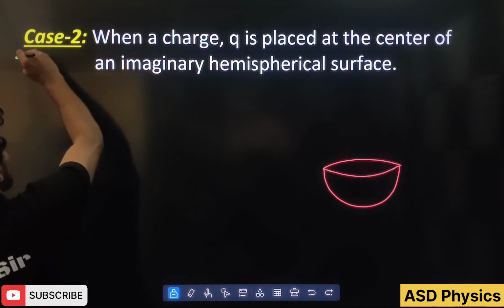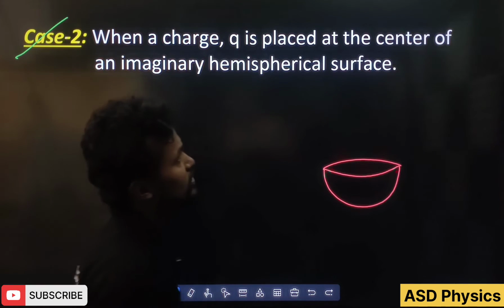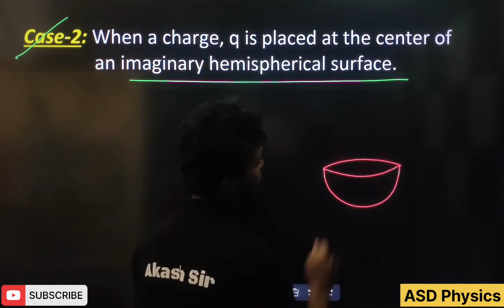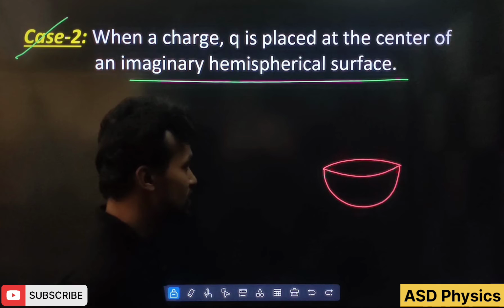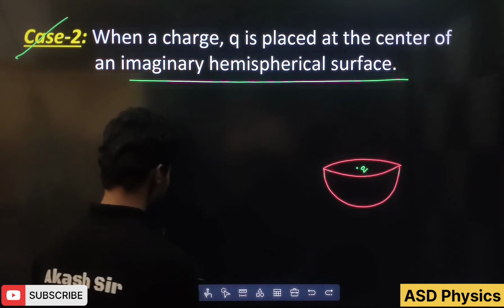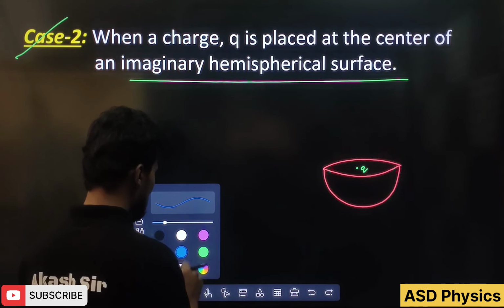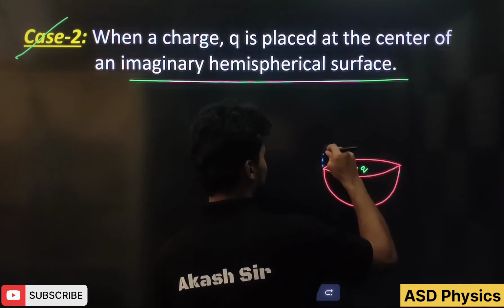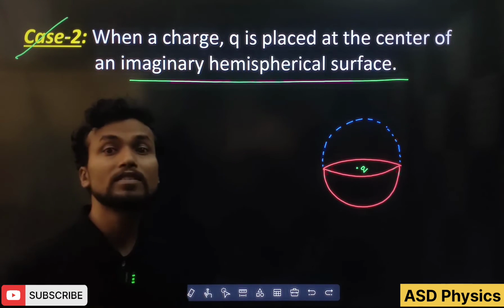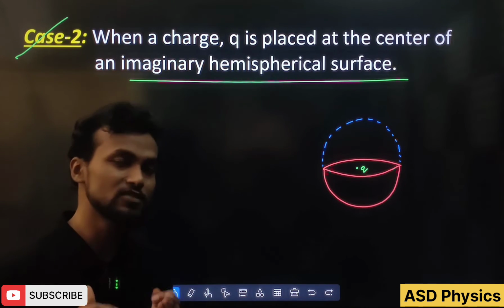Now next one, students, case 2: when a charge Q is placed at the center of an imaginary hemispherical surface. So here you can see one hemispherical surface is there, and here I put one charge Q at the center. So here, students, if in case I draw one symmetrical surface like this, you see. We have to draw the symmetrical one, because Gauss law is applicable for which kind of surfaces? Symmetrical situations. Things will become easy.